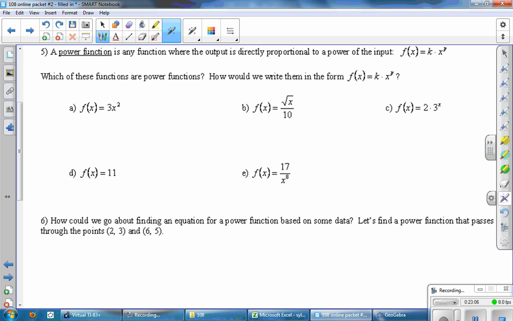Which of these functions are power functions? How would we write them in the form k times x to the p? Okay, you've got 5 examples to go through here. Pause the video, identify which ones are power functions and which ones are imposters. And for the ones that are power functions, write them very explicitly in the form k times x to the p. Pause the video and come back when you're ready.